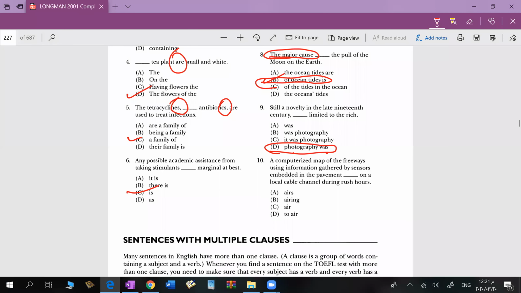Still a novelty. This is an appositive noun phrase in the beginning. Novelty means something new. So we need a subject and a verb. Clear?